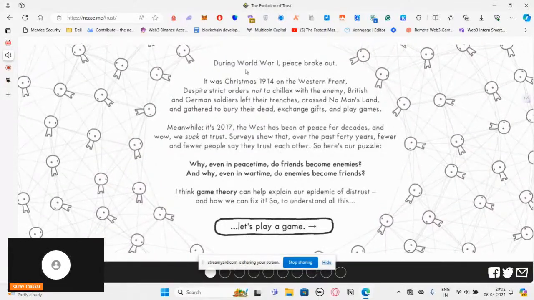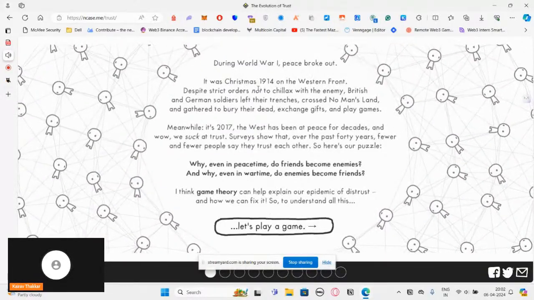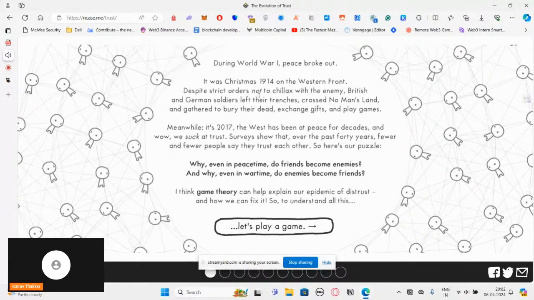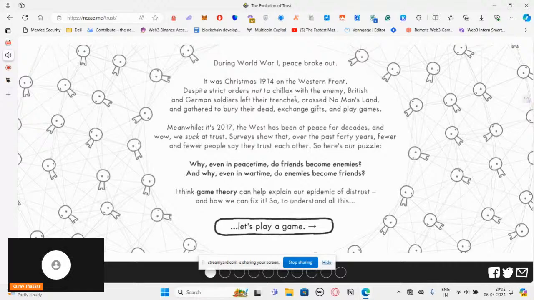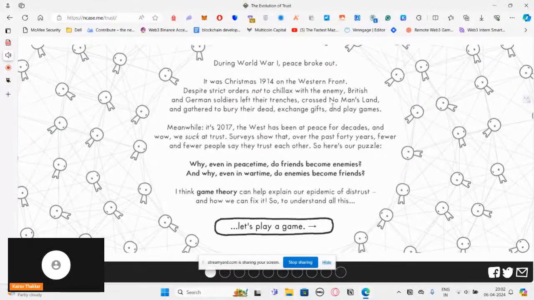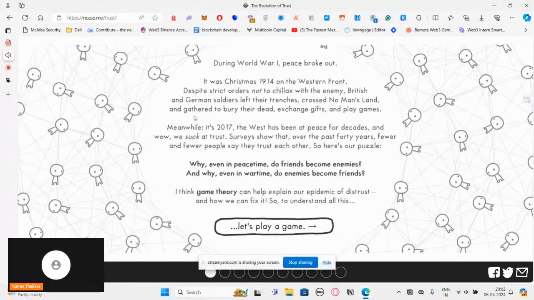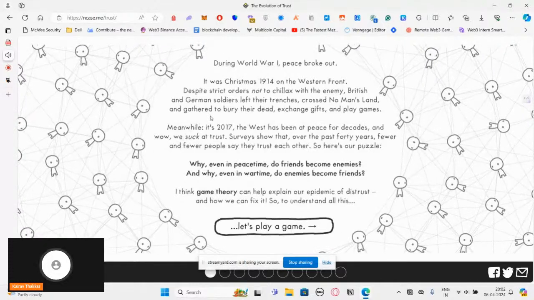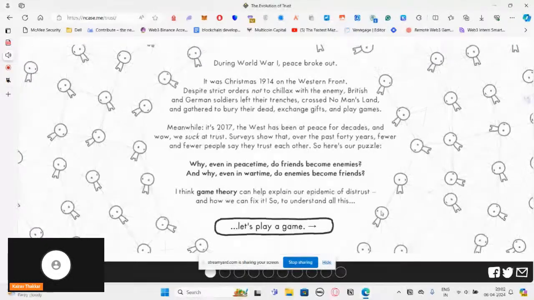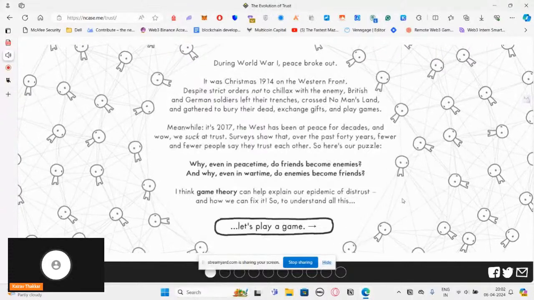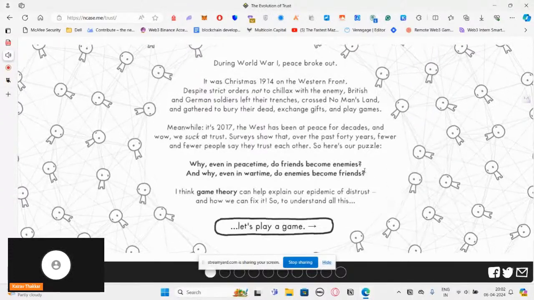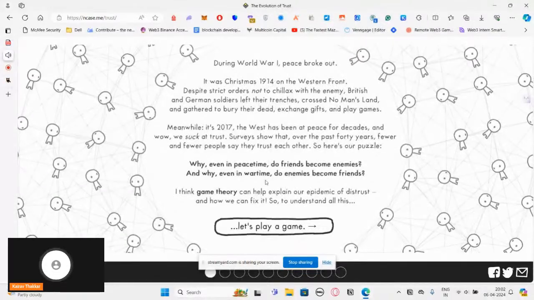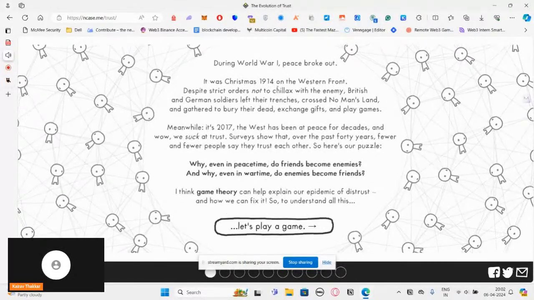During World War One, peace broke out. Christmas 1914 on the Western Front. Strict orders not to relax. British and German soldiers left the trenches and crossed no man's land, gathered to bury their dead, exchange gifts, and play games. Now, this game is a little bit old. It was 2017 when it was released, right? Right now, it's a different situation, but we are pretty much at peace as compared to the First World War.